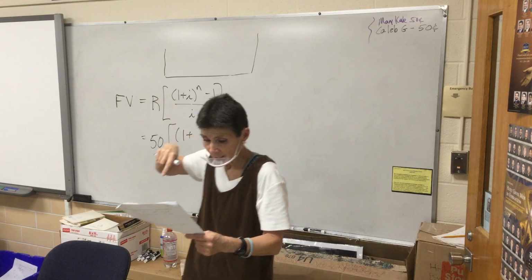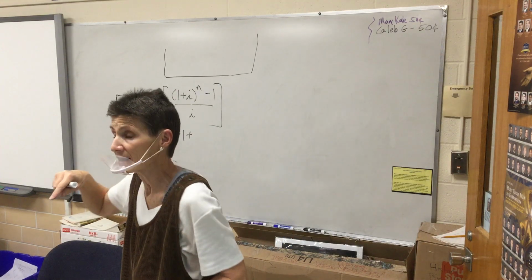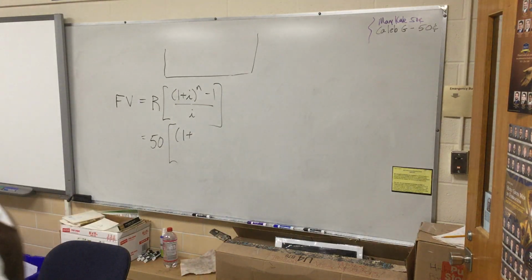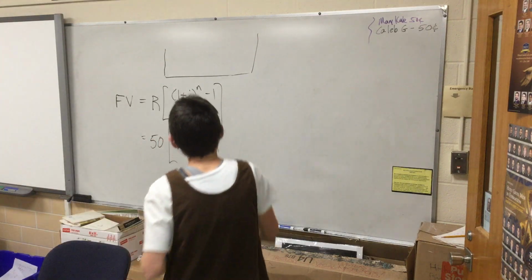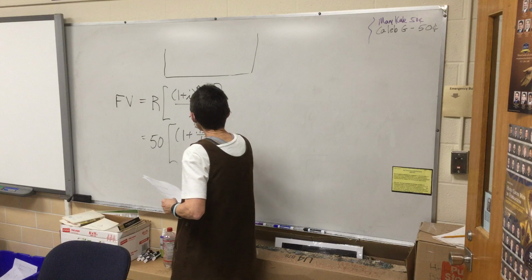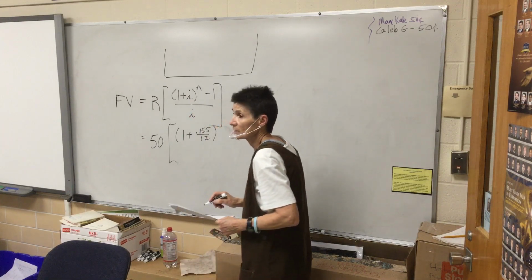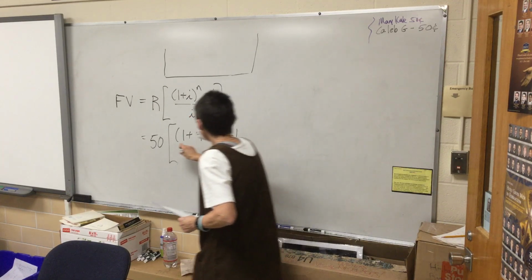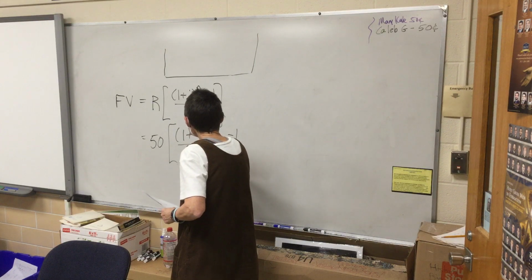You don't just put in 0.155. We have to divide it by 12 because the payments are monthly. So it's 0.155 divided by 12. That's my I. And we got a minus 1, and we have the same I on the bottom.